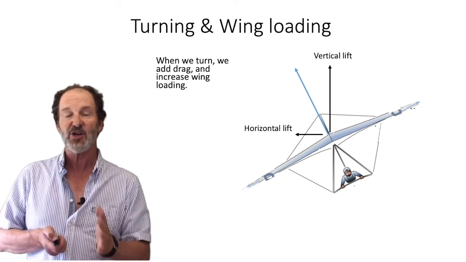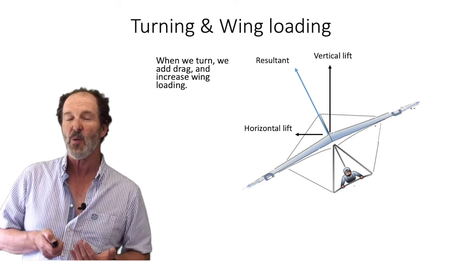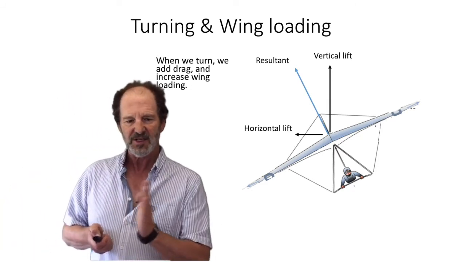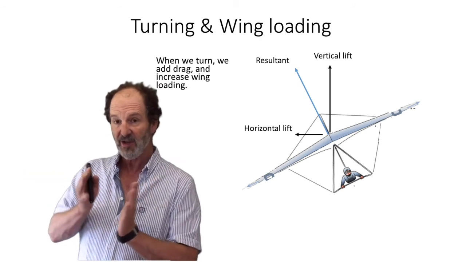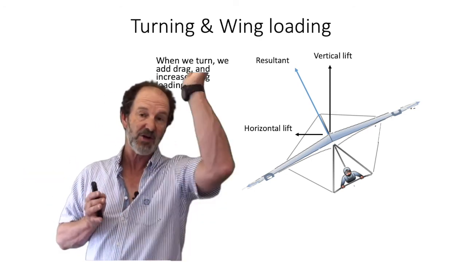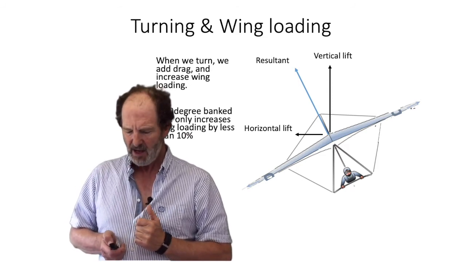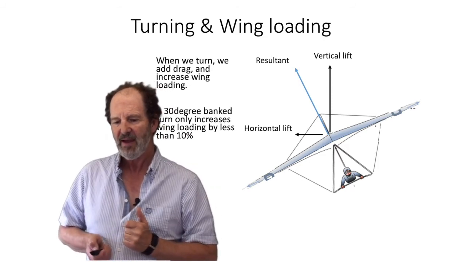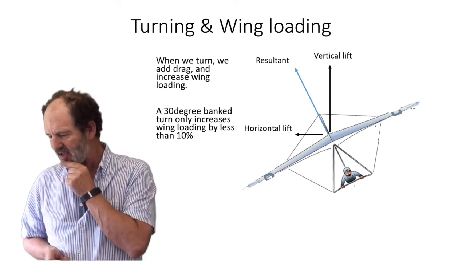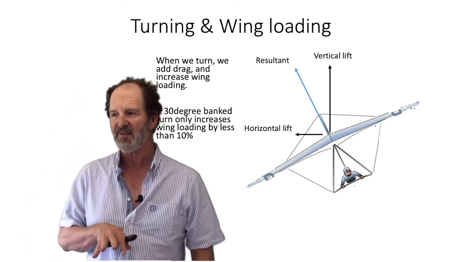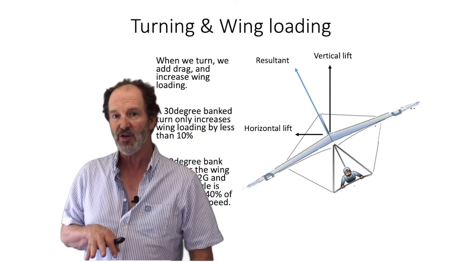And because we increase our wing loading, we effectively increase our weight slightly when we're banked and turning. So the resultant of the horizontal and the vertical lift is off now at a slight angle, obviously straight up your king post if you've got one. Why is this important? Well, it doesn't matter too much at low angles of bank. At a 30-degree angle of bank, you're only increasing your load by about 10% or something like that. So it's not a huge issue.